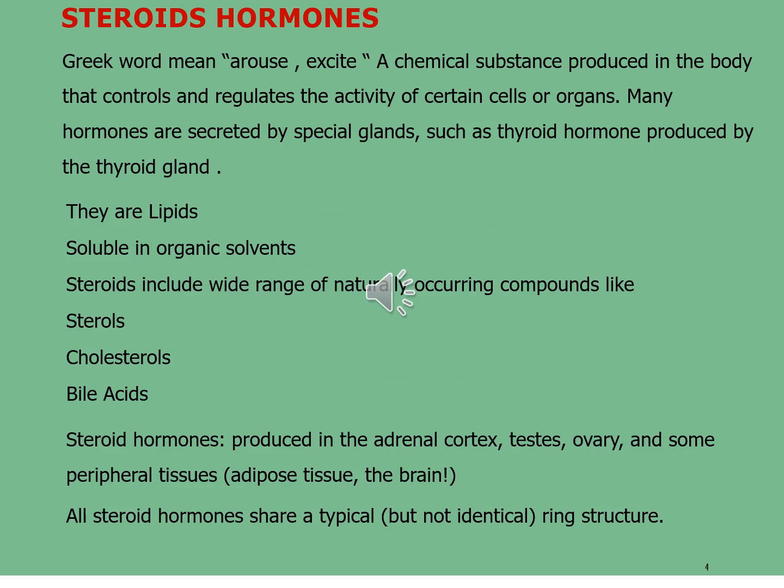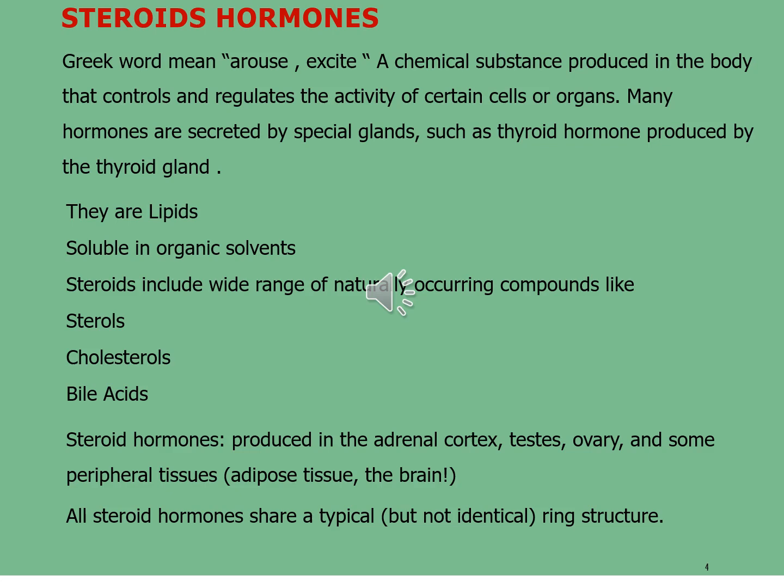Let's see what steroid hormones are. However, before going to discuss the basic concepts of the steroid hormones, here I will let you know the general overview of the steroids. Steroids are lipids. They are soluble in organic solvents. Steroids include a wide range of naturally occurring compounds like sterols, cholesterols, and bile acids.